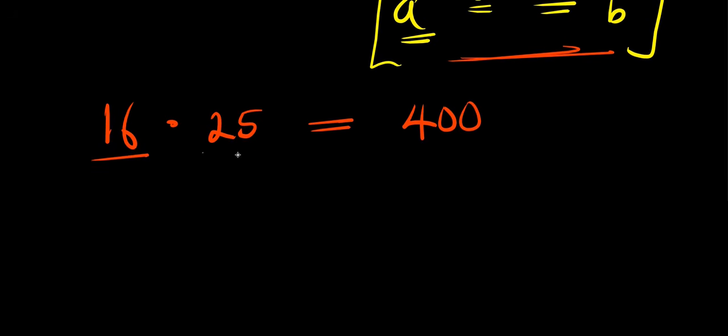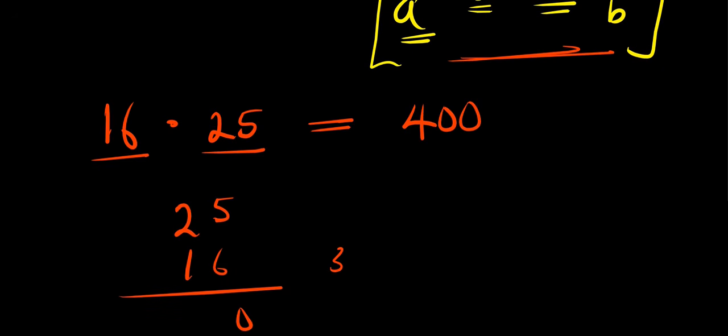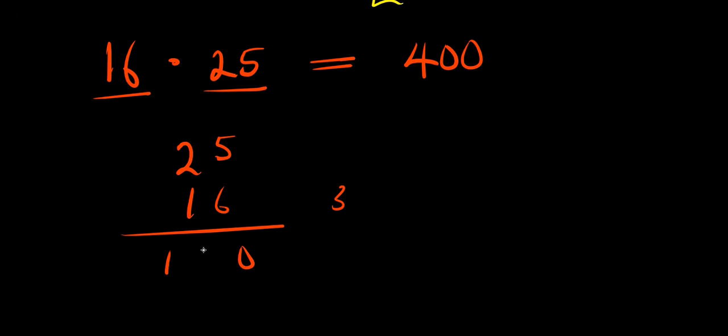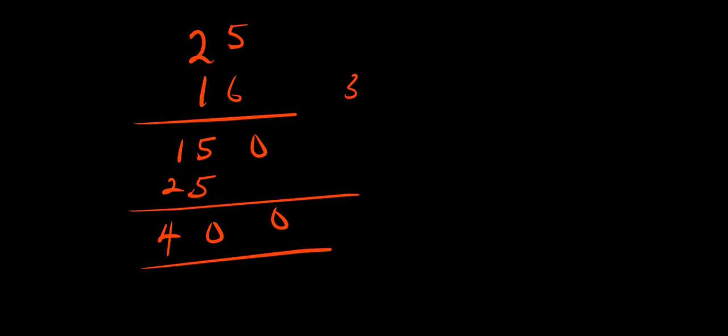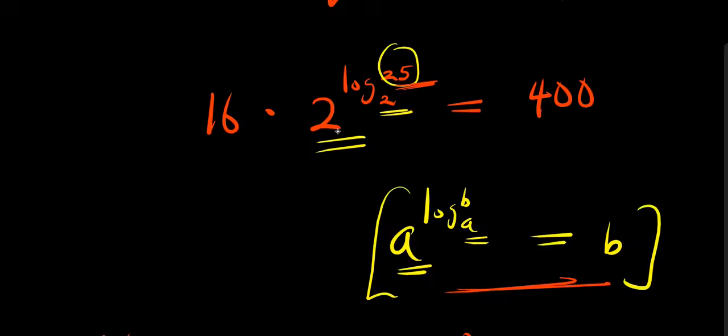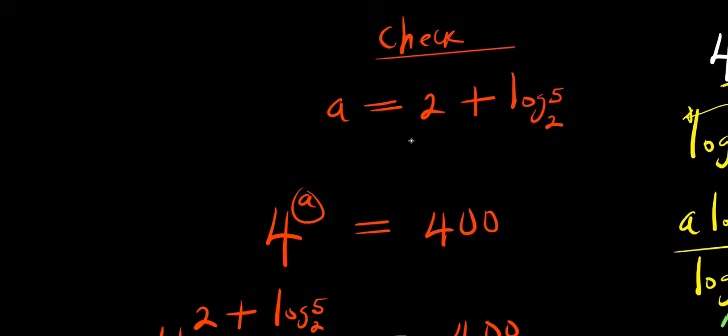And 16 times 25, you can do that yourself. 6 times 5 is 30, 0 carry over 3. 6 times 2, 12 plus 3, that is 15. 1 times 5, 5, 1 times 2, 2. You add up together. This is 0, this is 5, 10, 0 carry over 1 add here. That's 400. So you have 400 here, and this equals 400 on the right hand side. So this means that the answer is obviously correct because we are getting the same thing on both sides.